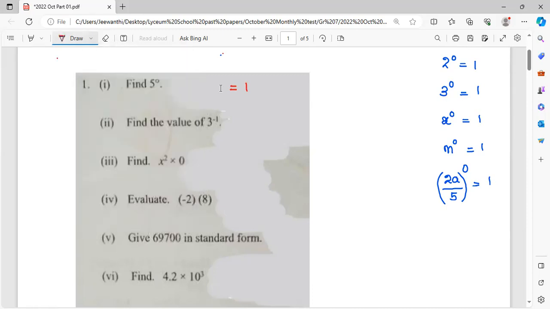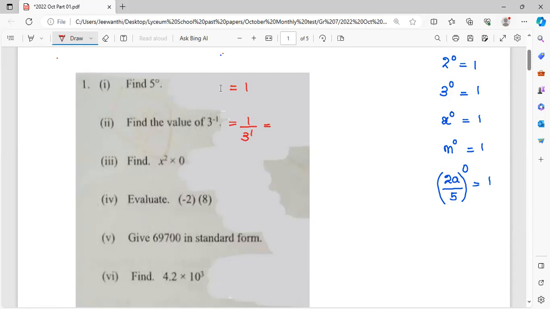Right, so then we will move to the second question. Here you have a negative index. When you have a negative index, before finding the value, what we are supposed to do is remove the negative sign of the index. For that, children, we get the reciprocal. So here I write the reciprocal, 1 over 3 to the power 1. Now I have the positive index.